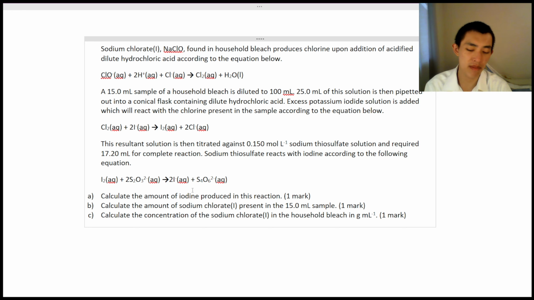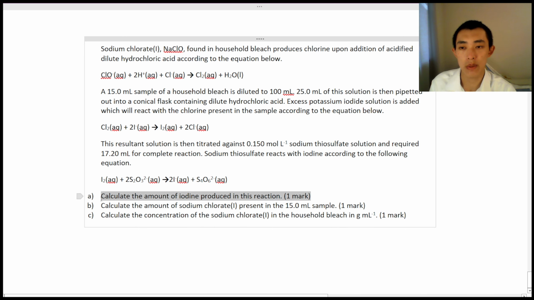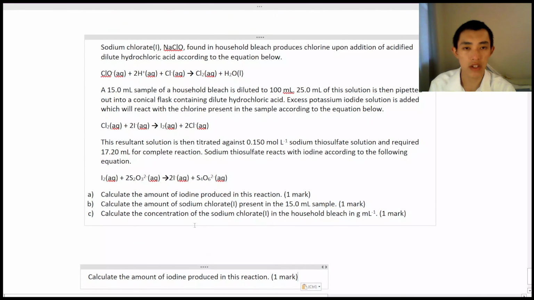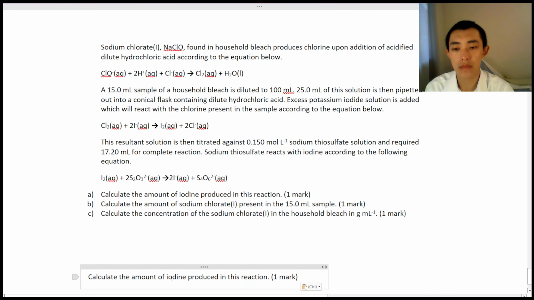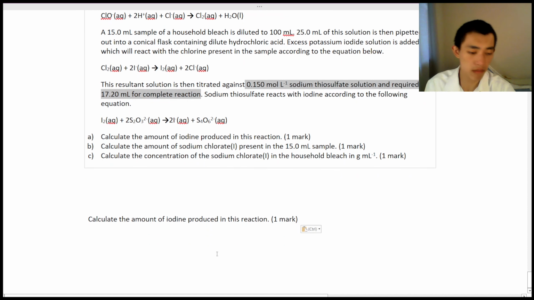So it's a bit complicated, but I promise you it's definitely still possible. Okay, so let's have a go at part A, which is to calculate the amount of iodine produced in this solution, which, if you actually try, is not that bad. So we want to find the amount of iodine, right? So this is our iodine, okay? And we say that we need this amount of sodium thiosulfate to react with our iodine. Okay, that's not too bad.